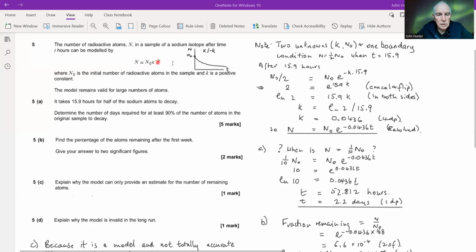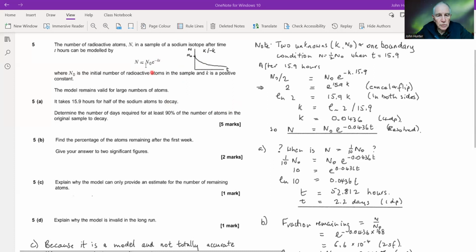So K is a measure of the profile. Because K is a positive constant, negative K will be a decay. So we've got this shape here where it's asymptoting down to y equals 0, or f of x equals 0. If K is smaller, it's more stretched out in the direction of the t-axis.